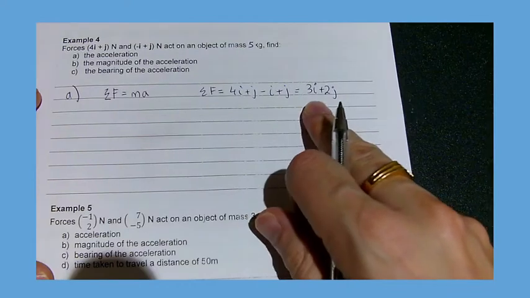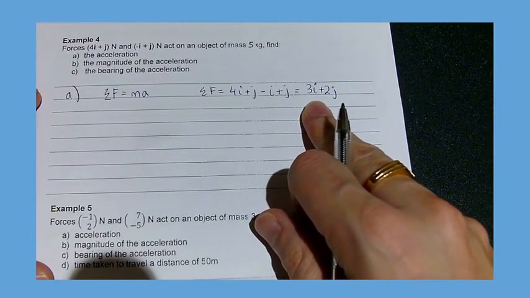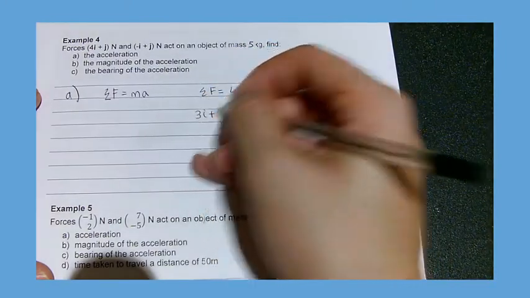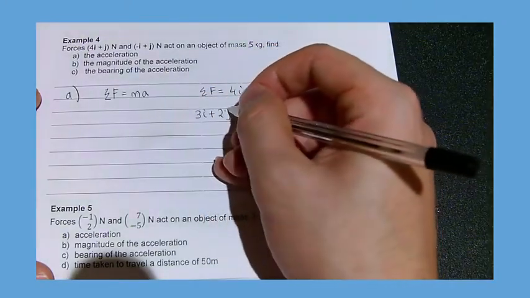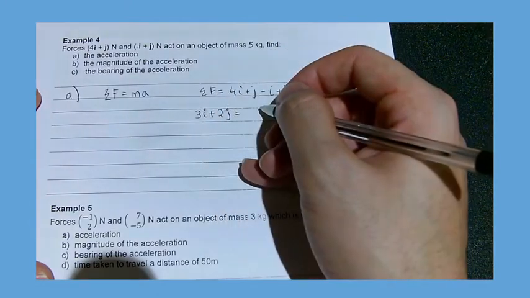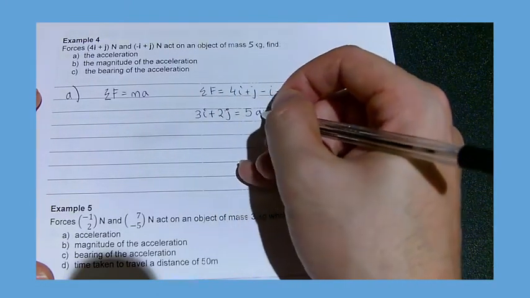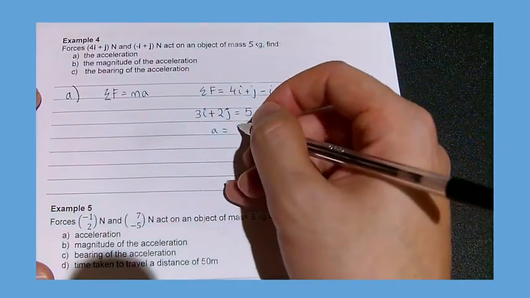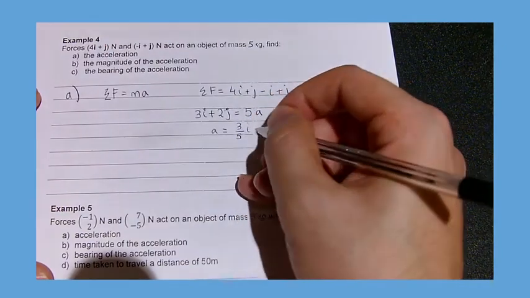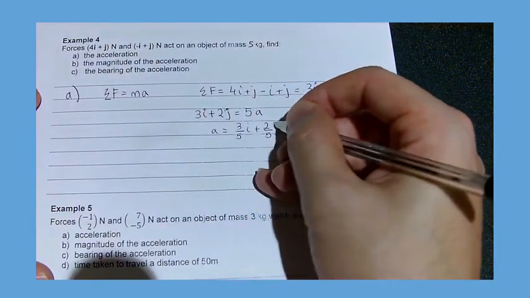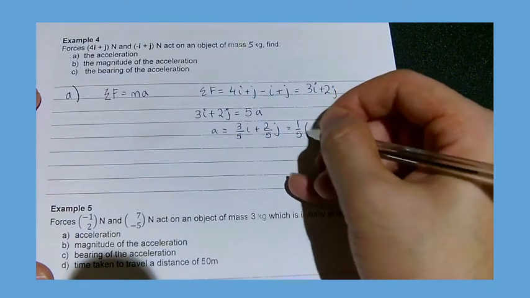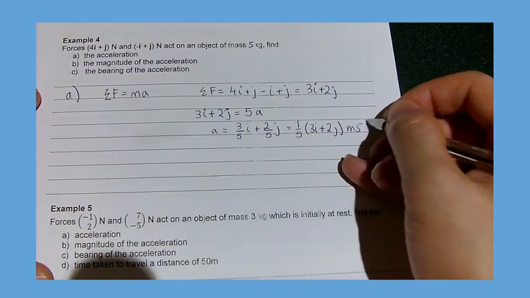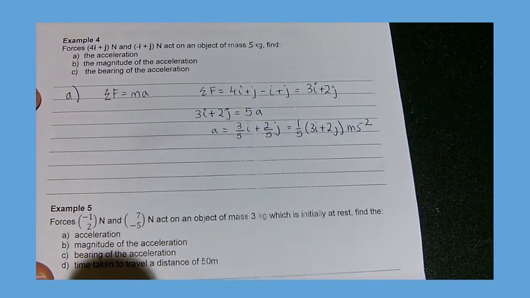Okay, so that's our overall resultant force, and that is going to be equal to ma. So 3i plus 2j is equal to ma, which is 5a. And we want the acceleration. We're going to give that as a vector, so we've got to divide through by 5. So you get 3 over 5i plus 2 over 5j, or you can write it as a fifth, 3i plus 2j, meters per second squared. We have to ensure we give the correct units there.